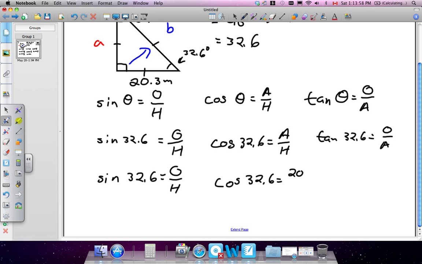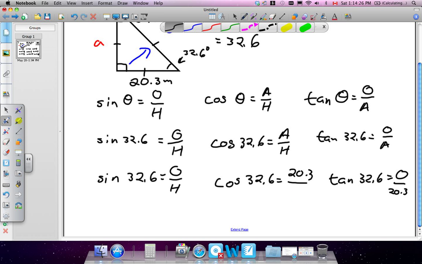Cosine 32.6. My adjacent is 20.3. So, hey, I can find the hypotenuse. And if we look at tangent 32.6, I don't know what the opposite is, but I do know the adjacent is 20.3. So I can use cosine 32.6 equal to this, our first equation, to solve for the hypotenuse. And then I can use tangent of that to solve for the opposite. So I can use those two formulas to solve for our A and our B. I'm going to replace H, we'd call B.